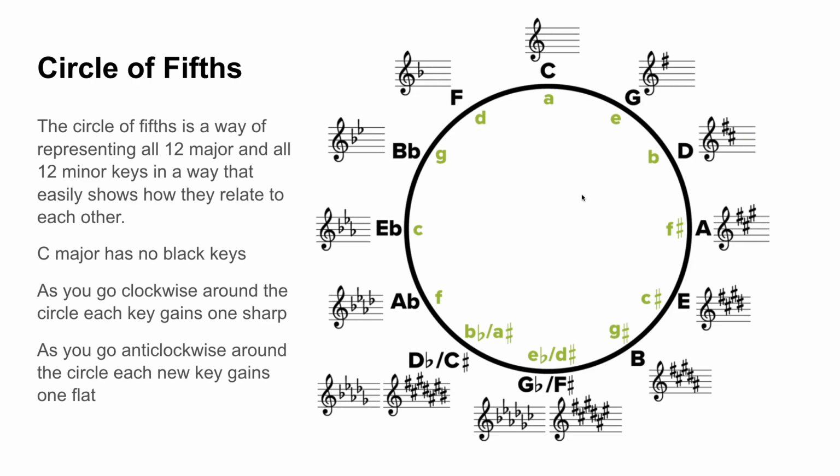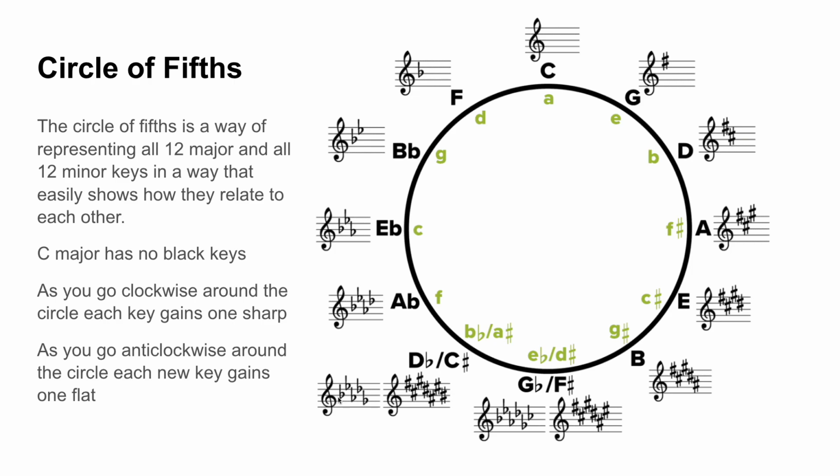We can go round anti-clockwise, and if we go anti-clockwise around the circle of fifths, we accumulate a flat each time. So F major has a B flat in it. B flat major has a B flat and an E flat. E flat major has a B flat, an E flat, and an A flat. A flat major has a B flat, an E flat, an A flat, and a D flat.